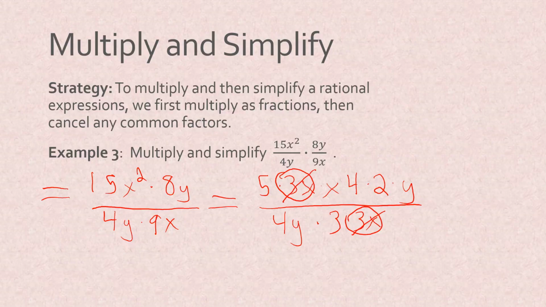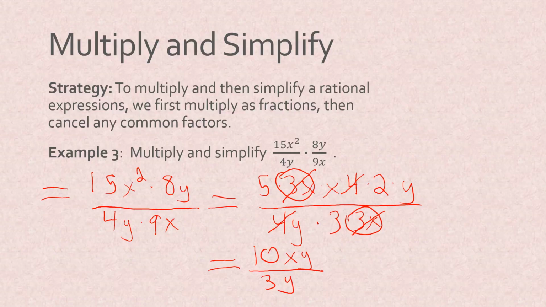And we look to see, is there any other places where we can reduce? Yes, the numerator and the denominator share that common factor of 4, so those can cancel. And then I'll look what I have left over. And what I have left over is the expression 5 times 2, so 10xy, all over y times 3, which we traditionally write as 3y.